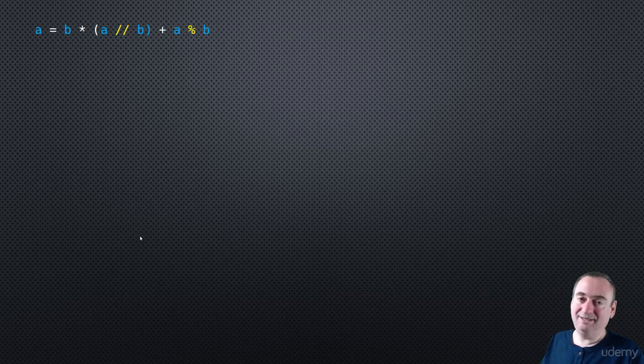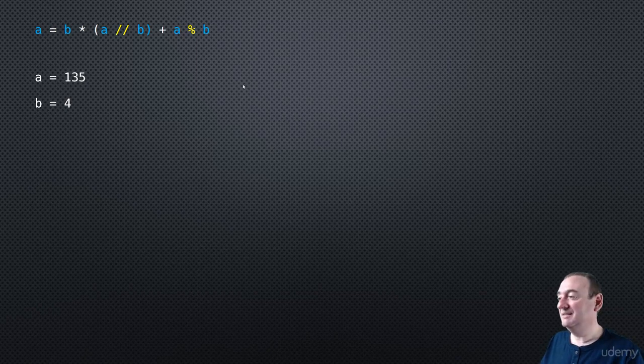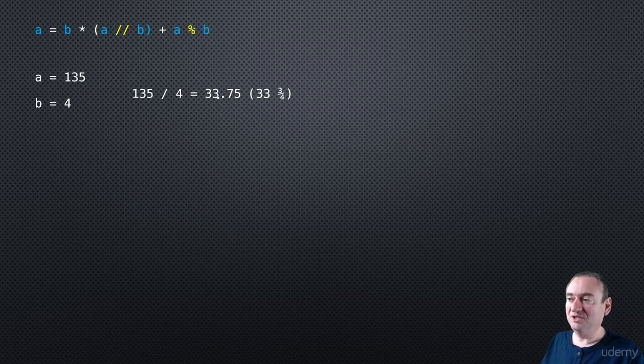Now, let's look back at that formula again, right? Remember that formula that we wrote down. Now I'm not using n's and d's anymore, it doesn't really matter. Let's look at an example. Let's take a to be 135 and b equal to 4. So 135 divided by 4 is 33.75, or 33 3/4. So in other words, if we did long division, we would say 135 divided by 4 is 33 with a remainder of 3.